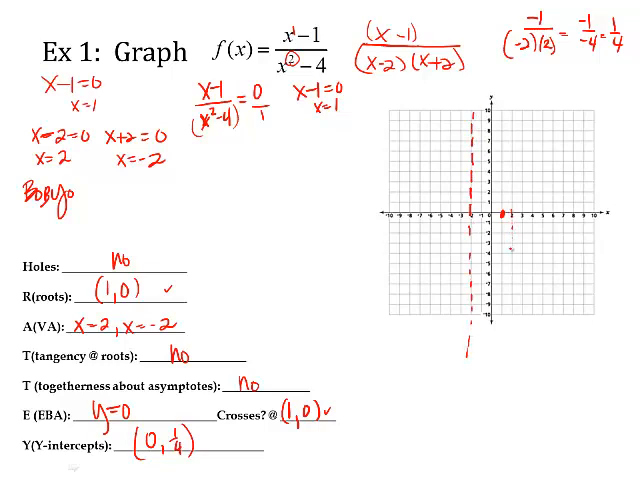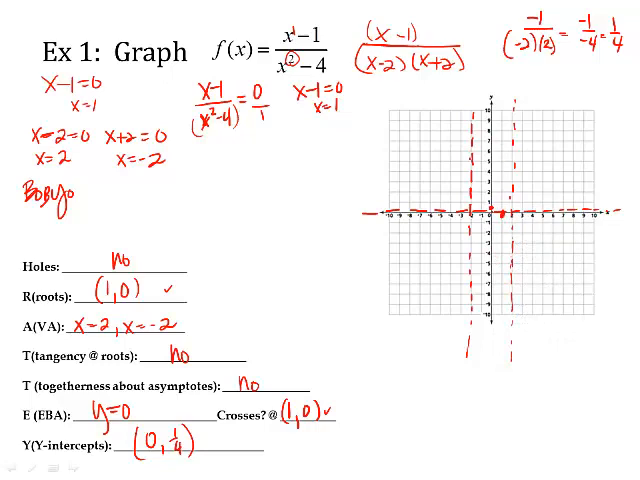And I have one at positive 2. Right? No tangency, no togetherness. End behavior is at y equals 0. And yes, it's going to go through that root, but we already knew that was going to happen. Y-intercept is at (0, 1/4). All right, so it's less than 1, but it's right there.